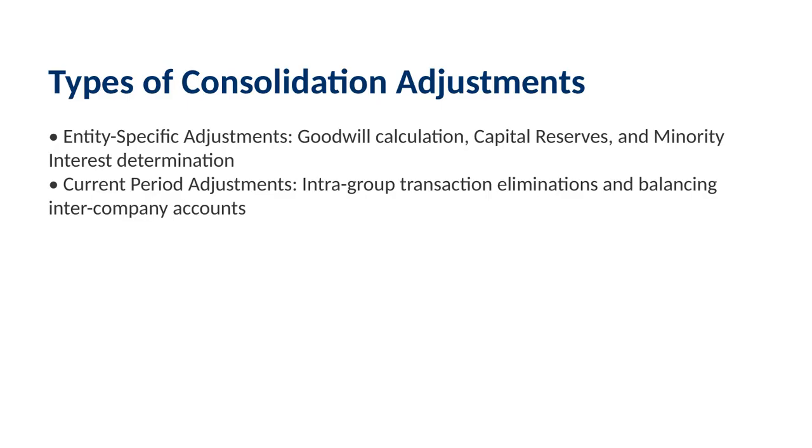Now, let's dive into the nuances of auditing consolidated financial statements. When we talk about consolidation, we encounter two types of adjustments. First, we have those related to a particular entity being consolidated. Think of things like calculating goodwill, capital reserves, or determining the equity attributable to minority shareholders. Then we have current period adjustments. These are the ones made in the actual accounting period of consolidation, such as eliminating intergroup transactions and balancing out intercompany accounts.